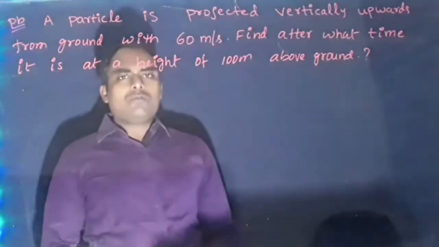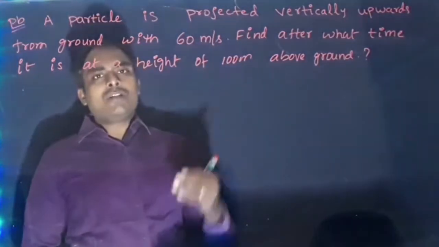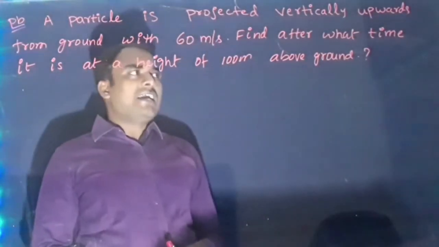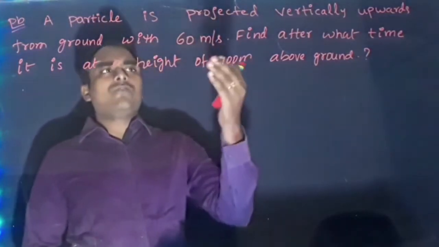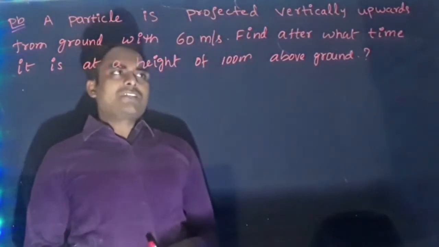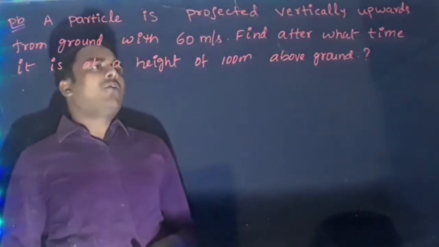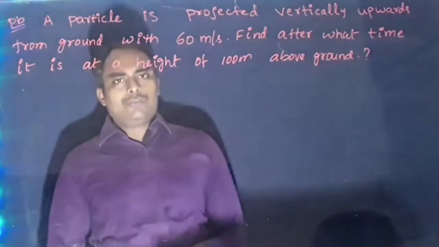In this video, we will do problems on motion in a straight line. So, a particle is projected vertically upwards from the ground with a velocity of 60 meters per second. Find after what time it is at a height of 100 meters above the ground.